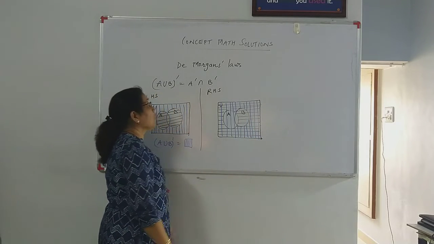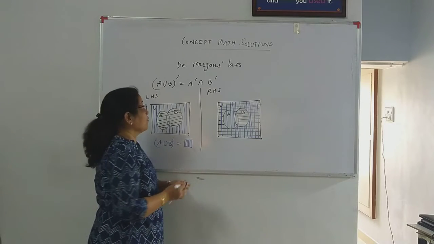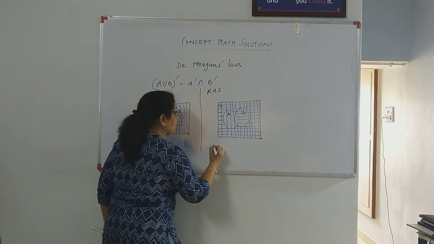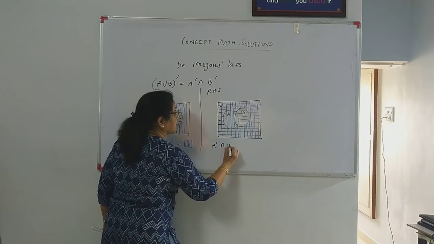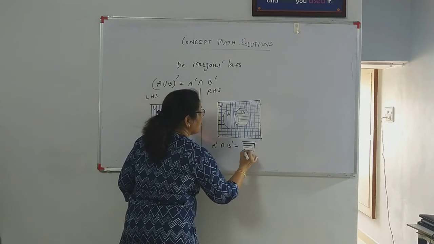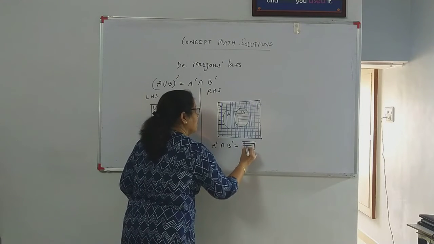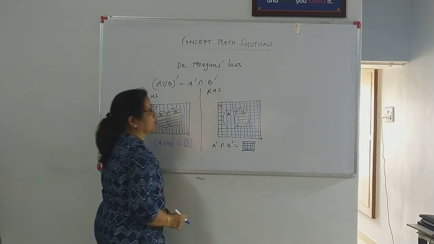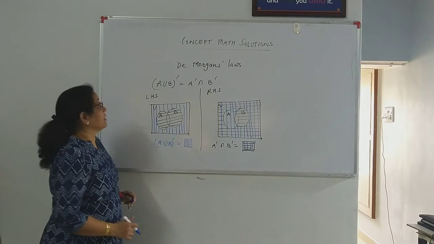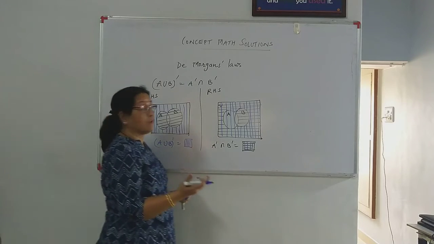Fine. Now you want intersection, common part between both. The common part would be double shaded because intersection you want. So if I have to get A dash intersection B dash, it would be the horizontal black lines for A dash and vertical blue lines for B dash, and the common portion, and you see it would be the same as this. That is De Morgan's first law, which we have justified by drawing Venn diagram.